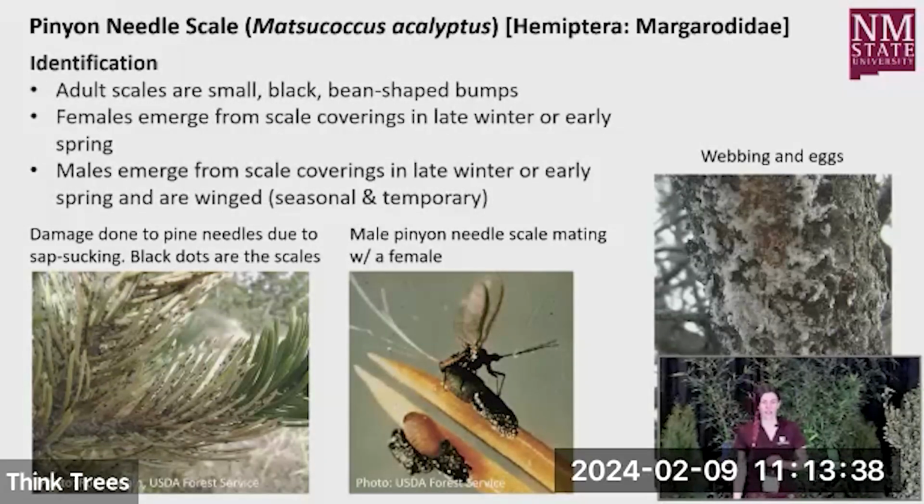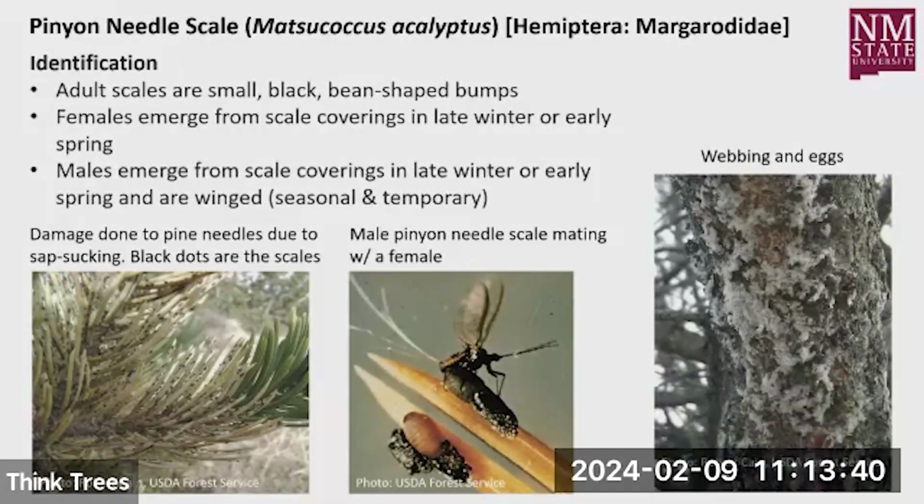Next, pinion needle scale. As I mentioned, I have some scales in here. They're also small, but they look a little bit different. The adults look kind of like blackish little bumps, like little beans on the plants. The females will come out from their coverings to move. And the males, as I mentioned, in scales, are winged insects that are very temporary and seasonal, but they will mate with the females. So that's what they look like.